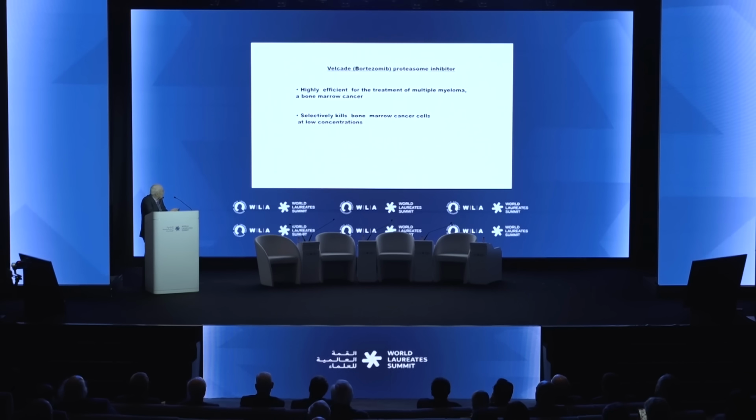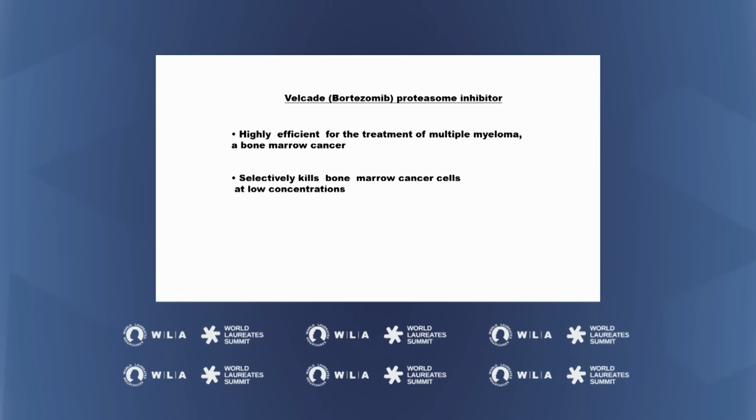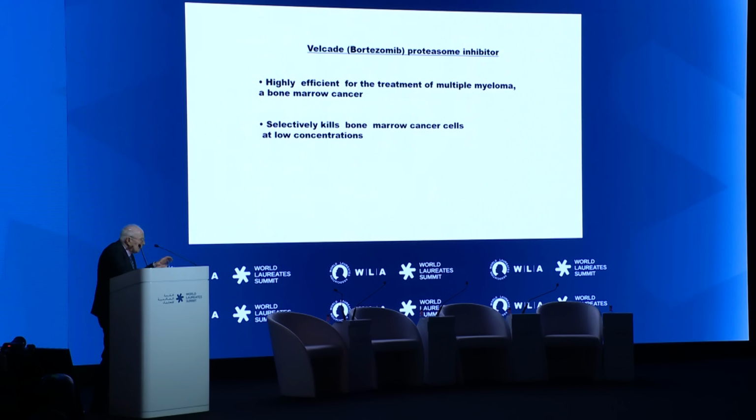The first drug was a proteasome inhibitor called bortezomib, or Velcade, which turned out to be highly efficient in the treatment of multiple myeloma, a bone marrow cancer. It selectively kills bone marrow cancer cells at very low concentrations, so it is a highly targeted drug against this disease, and it benefited people with this disease greatly. Together with some other drugs, it made a revolution in the treatment of this awful disease and allowed people to live a more normal, healthy life.